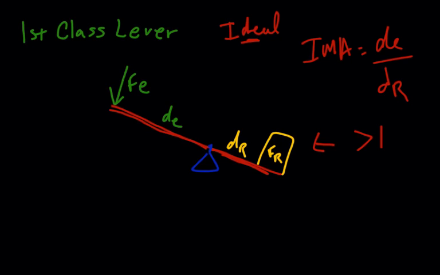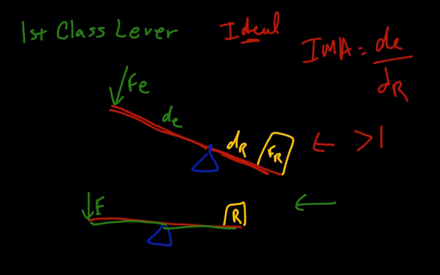What if we redrew this and we had a lever and the fulcrum was exactly in the middle of our resistance force and our effort force, so exactly in the middle. Well, the distance to the effort over the distance to the resistance would be the same, and that mechanical advantage would be equal to 1. So a first class lever can have a greater than 1 mechanical advantage and an equal to 1.